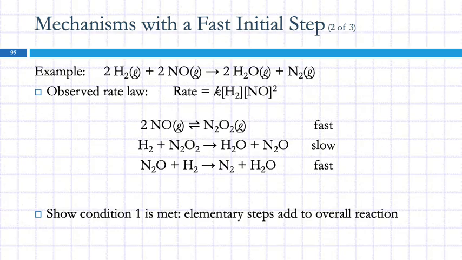Okay, so let's look at a mechanism with a fast initial step. So here is our overall reaction. We've got hydrogen reacting with NO, and here's our observed rate law. This is the mechanism. The first step is fast, the second step is slow, the third step is fast. So first, let's show that condition 1 is met. Do these 3 steps add up to give us that? Well, let's add them up and see.